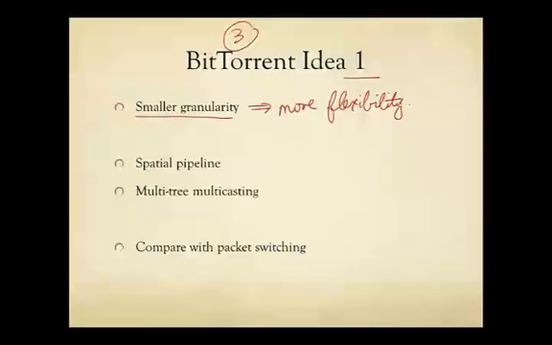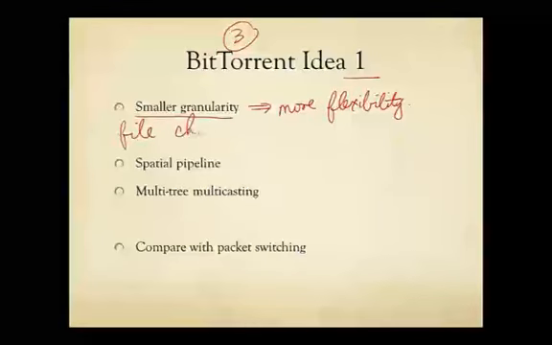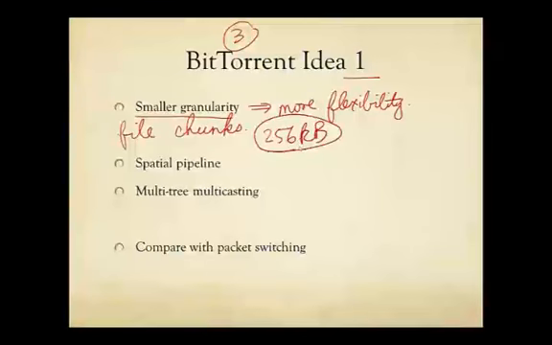Now, what is the granularity? Instead of looking at the whole file to be shared as a single unit, we'll look at chunks. These chunks could be, say, 256 kilobytes. That is a very small number compared to, let's say, 100 megabytes or even multiple gigabytes of file size. And then each chunk can traverse a different multicast tree.